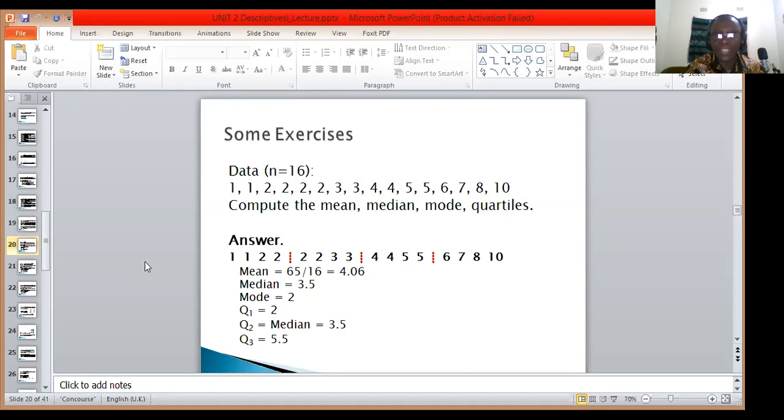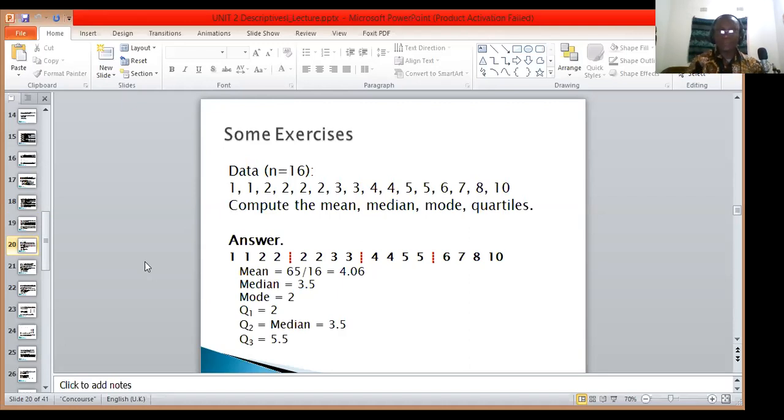The first part has got 4 elements. The second part, 4 elements. The third part, 4 elements. And the fourth part, 4 elements. So how do we find the mean? We add all these elements. They give us 65. Divide by the total number of elements, which is 16. It gives us 4.06. So that is the mean.